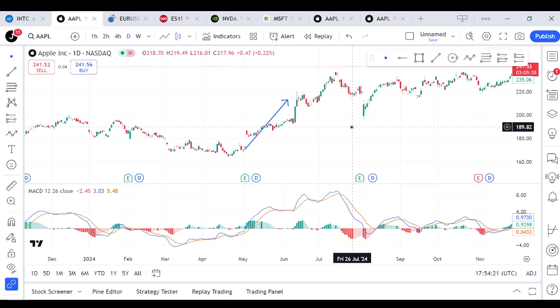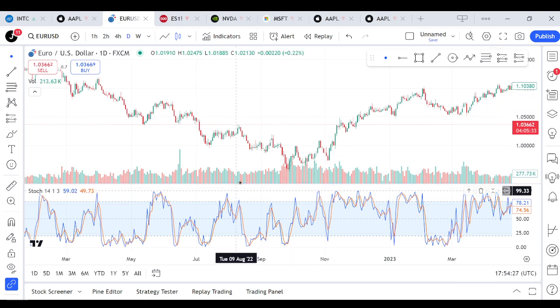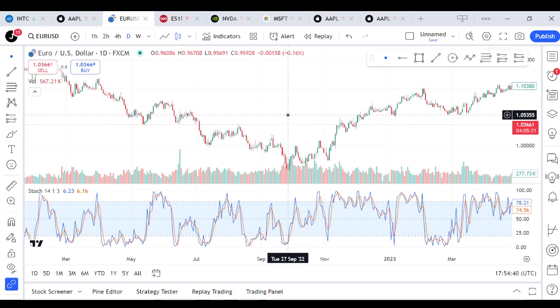So the next example is the stochastic oscillator. So let's look at the stochastic oscillator, which is this. The stochastic oscillator is an indicator that compares the closing price to its price range over a specific period. It helps identify potential reversal points.